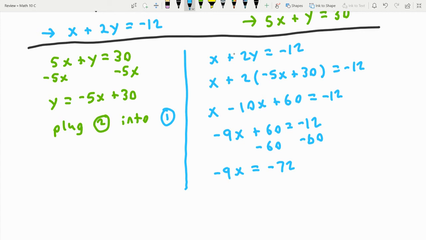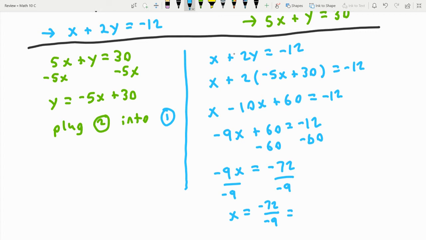So from here, what I'm going to do is divide both sides by negative 9, so we can have only x by itself. And if we do that, we should have x equals negative 72 divided by negative 9. But the thing is, can we reduce negative 72 over negative 9? And the answer is yes.